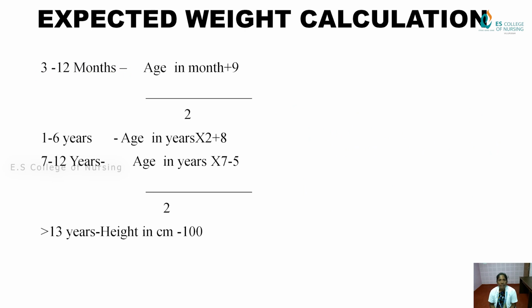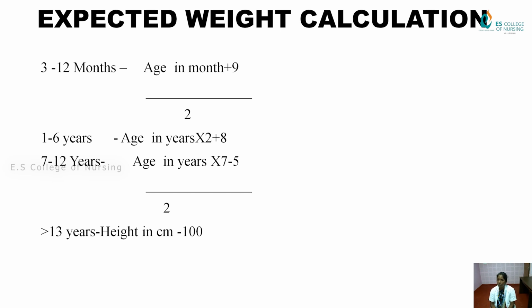Okay. Previously we discussed adults, where we use the formula to calculate the BMI. Now we are moving on to the expected weight calculation for children. When the baby is born, as we all know, the baby's weight has to be 2.5 kg, not below that, and up to 3.5 is acceptable.